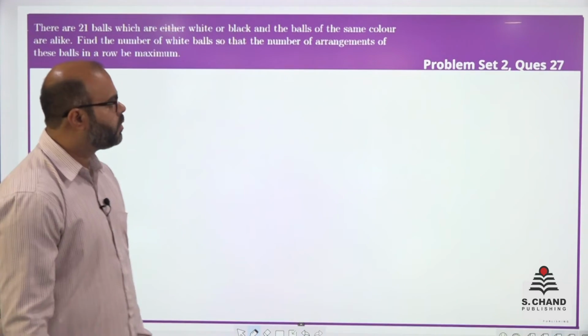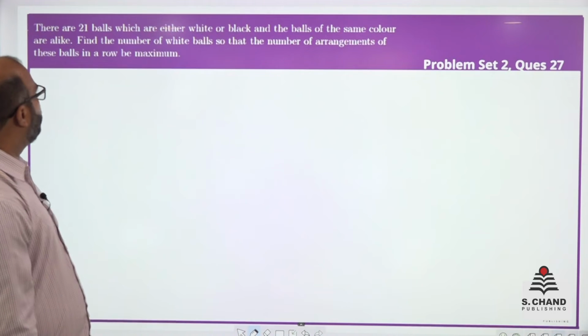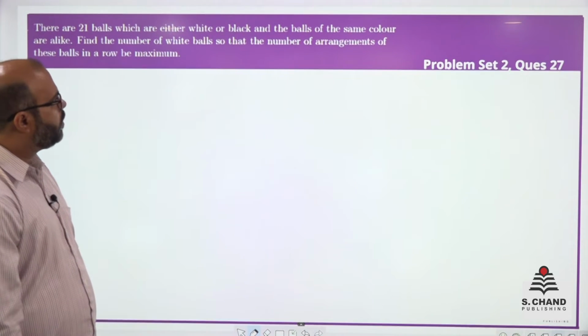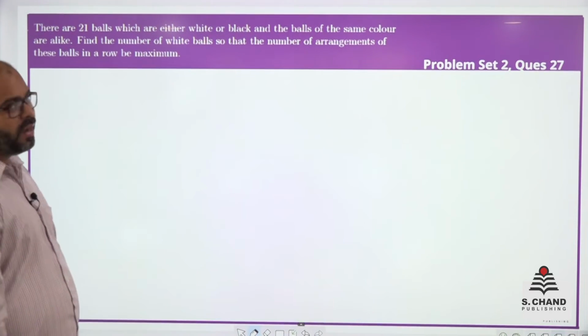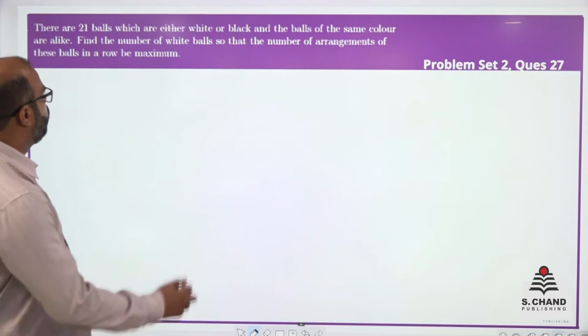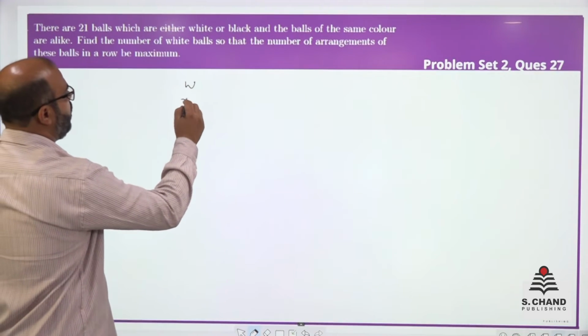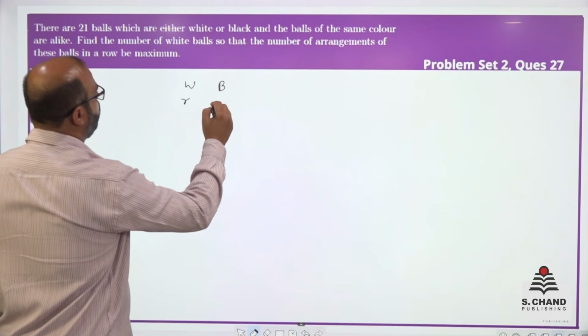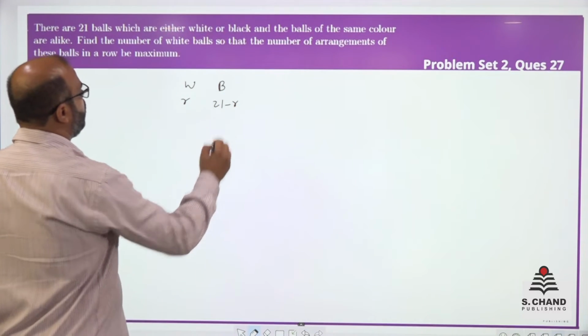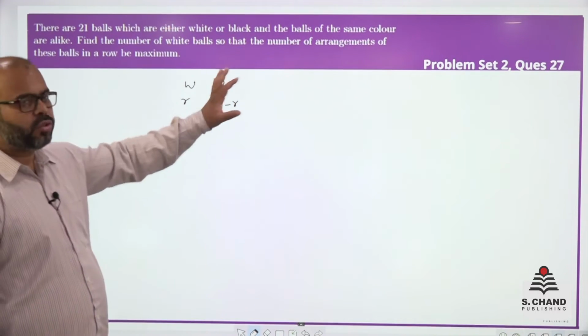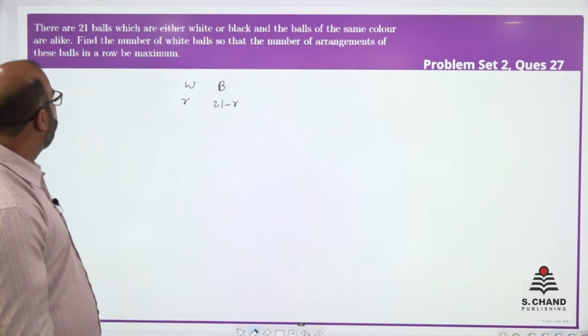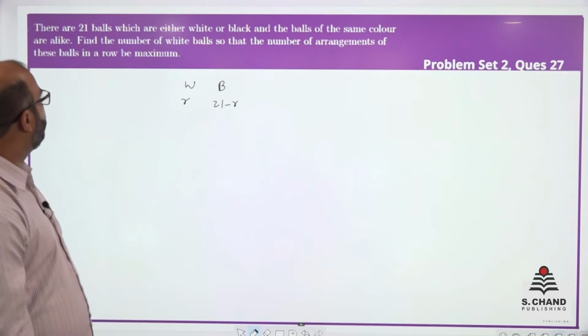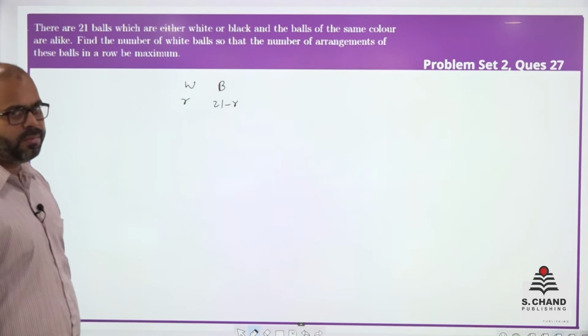Now let us come to the next question. There are 21 balls which are either white or black, and the balls of the same color are alike. Let us suppose white balls are r and black balls are 21 minus r. So these r are alike and these 21 minus r are alike. Find the number of white balls so that the number of arrangements of these balls in a row be maximum.